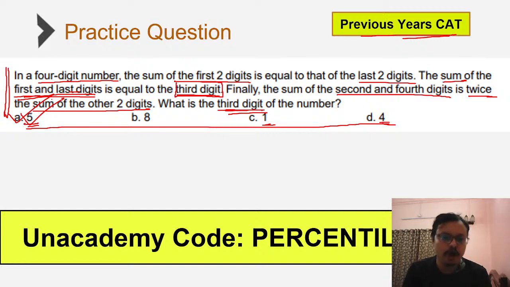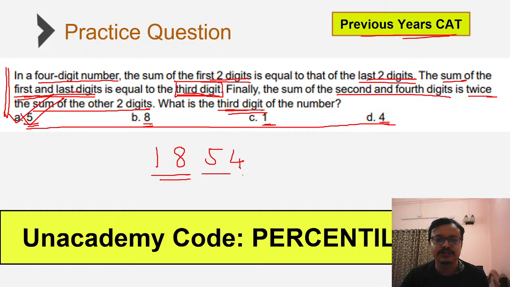Which automatically means that the first and last digits must be 1 and 4 respectively, such that they add up to give your third digit, which is 5. So what will be the second digit? The second digit will be the remaining number, that is 8. It also says that the sum of the first two digits is equal to the last two digits, which means the first two digits must be 1, 8. The last two digits must be 5, 4. Hence, your number is 1854.